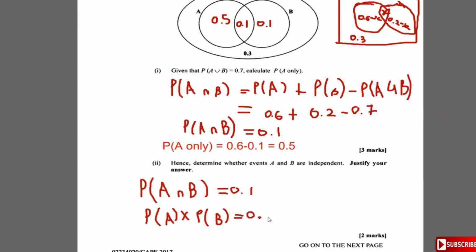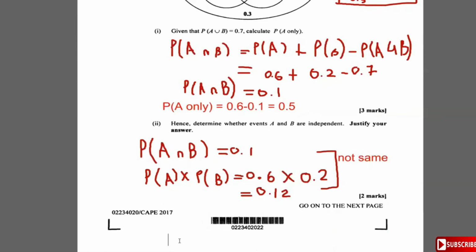the probability of A. Well, A is actually 0.6, times the probability of B, which is 0.2, and multiply them, and I get 0.12, and they are not the same. So I don't get the same thing, and so it's not independent. And since they're not the same, we can conclude that they're not independent. Hence, A and B are not independent events. Nice and easy.